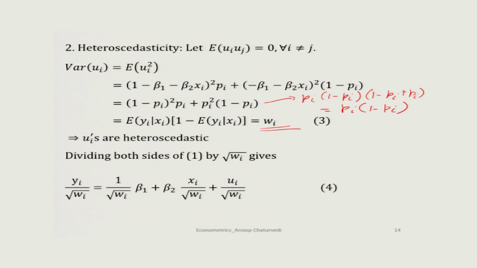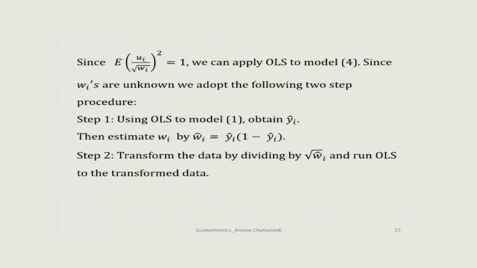Then one of the options is that we divide both sides of 1 by the square root of wi, so that you get yi upon square root of wi equal to 1 upon square root of wi times beta 1 plus beta 2 xi upon square root of wi plus ui upon square root of wi. Then the variance of ui upon square root of wi is equal to 1. So, all the ui's have constant variance. This kind of transformation removes the problem of heteroscedasticity, so this model has homoscedastic disturbances. Now, since the expectation of (ui upon square root of wi) square is equal to 1, we can apply OLS to model 4.